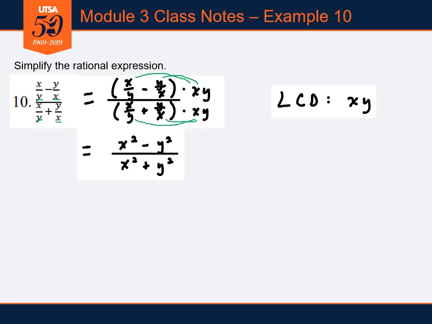Now we just have one larger fraction that we have to tackle, and if we can factor and cancel, great. Certainly we can factor x squared minus y squared. That's a difference of squares. That is x plus y times x minus y. But the denominator, x squared plus y squared, is a sum of two squares, and we cannot factor a sum of squares. So, knowing that we can't cancel factors, that is our simplest form answer.